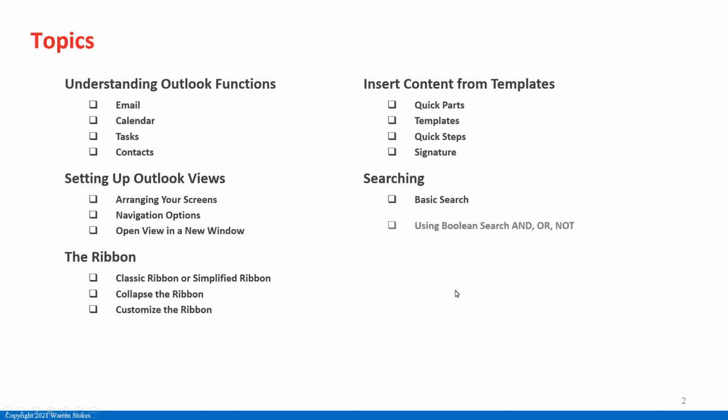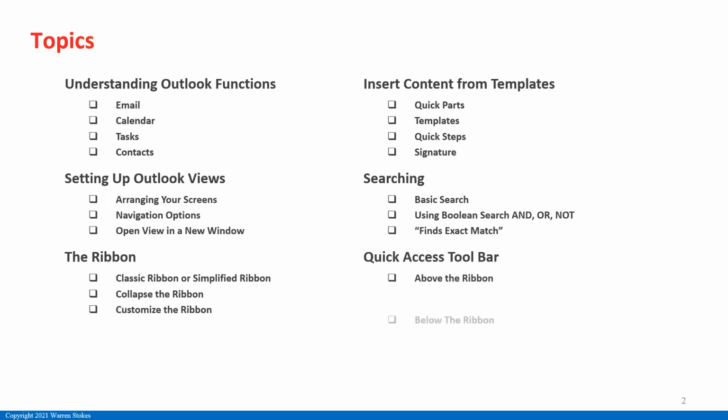We'll cover some searching. I should actually relabel that. I'd call it finding, because searching isn't the end goal. It's finding stuff. So there are some basic search techniques I'll be going over. And then we can talk a little bit about the Boolean search capabilities, like searching for and or type terminology. Finding an exact match using quotation marks. And then there's the Quick Access Toolbar.